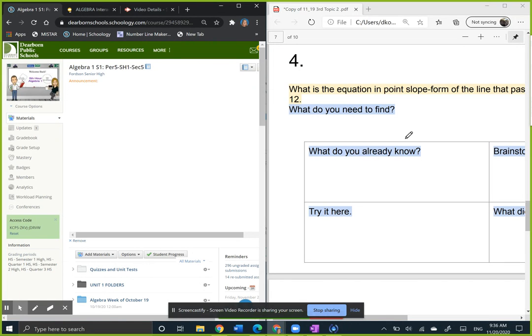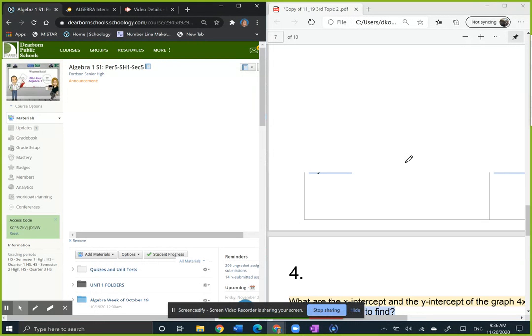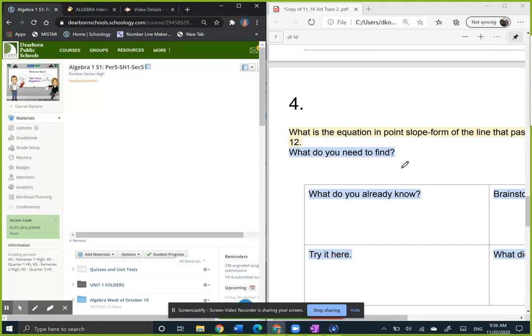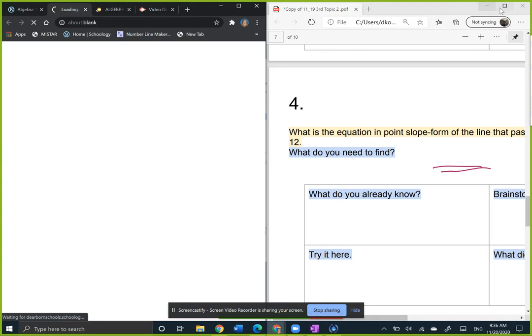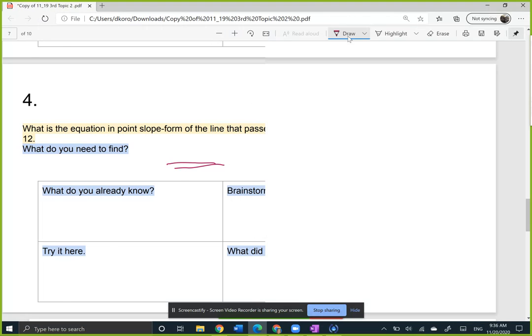All right, so I misnumbered your Nearpod. We have two number fours. So let's work on the first number four. And it says, what is the equation in point slope form? Let me make it bigger.